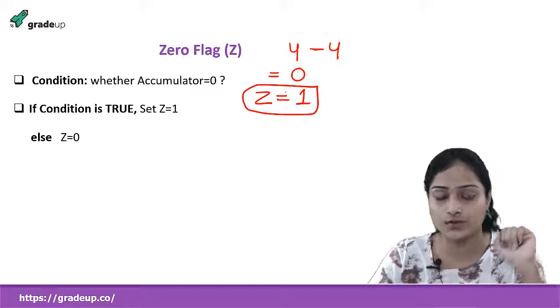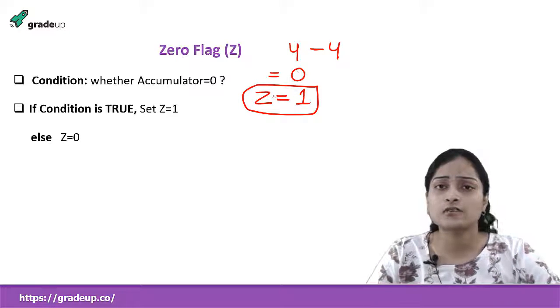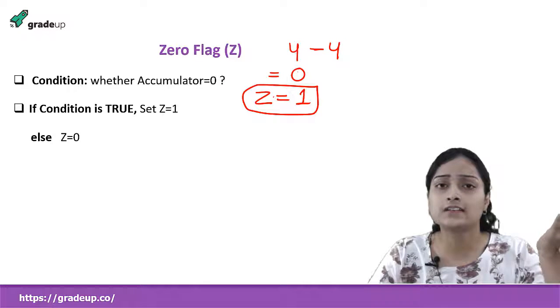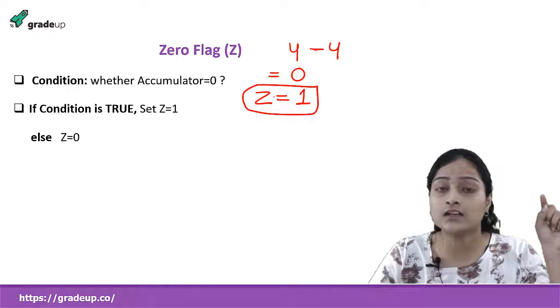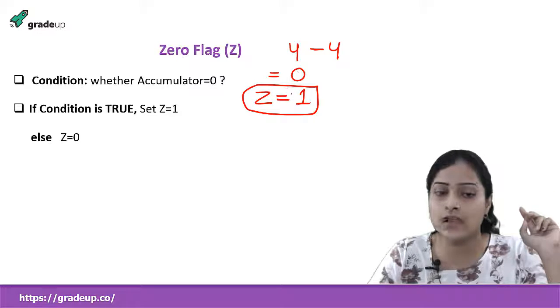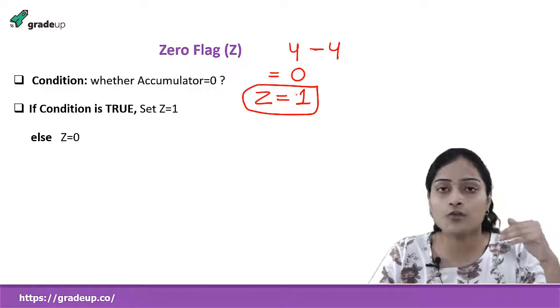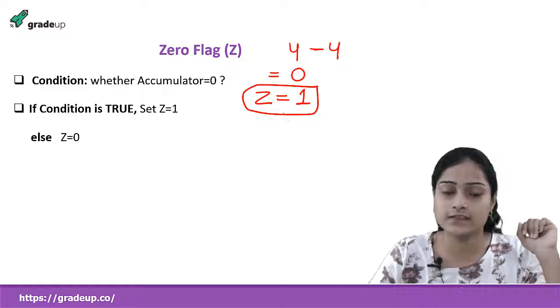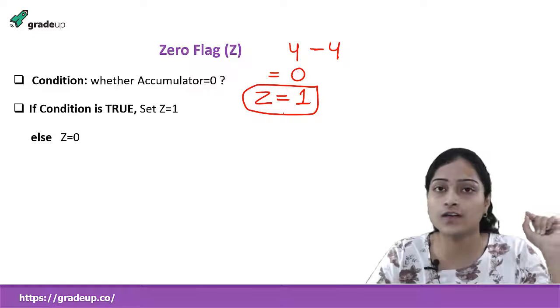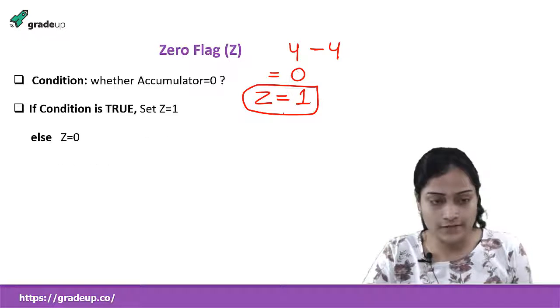Otherwise no. This will be used for making conditional jumps, as I have explained in the conditional jump example while studying transfer of control instructions. I used this zero flag over there. I told you to just take the overview, I will explain it. This is the same flag which we used over there.